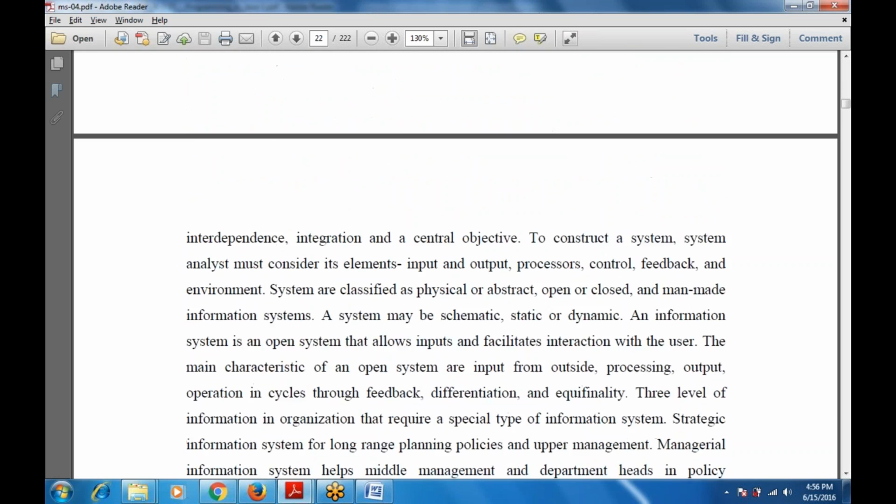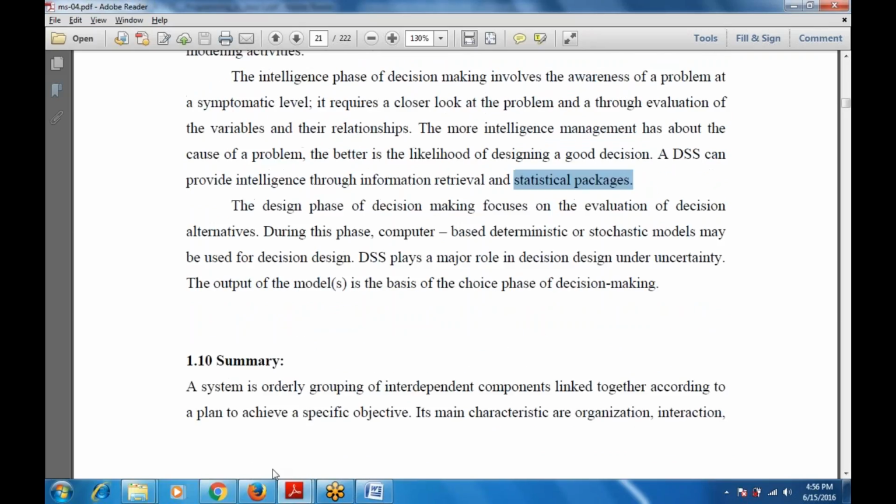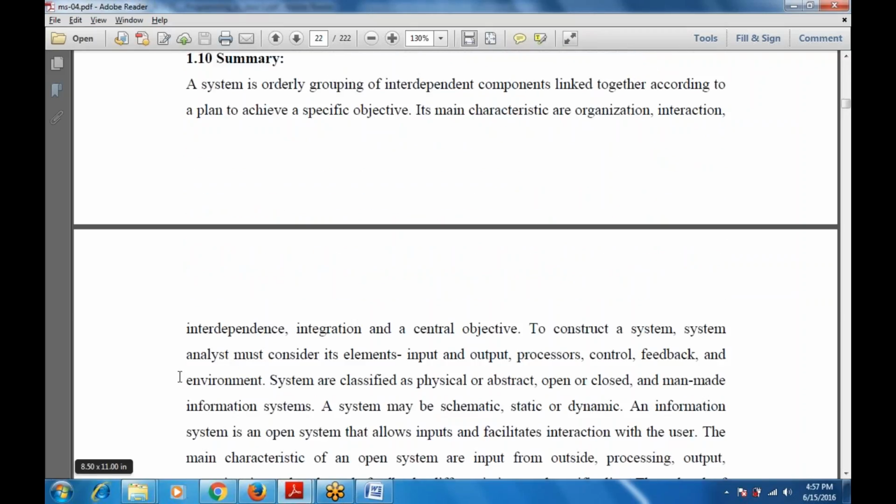Now, let's move to the summary part, that is, the various terms used in the summary. We have finished with the MIS, the DSS and the DPS. The summary of this chapter: first of all, what is a system? It is a grouping of interdependent components that link together according to some plan to achieve a specific objective. Whenever we group multiple components that are interlinked with each other to achieve an objective, that is known as a system. And what are the main characteristics? Organization, interaction, interdependence, integration, and a central objective.